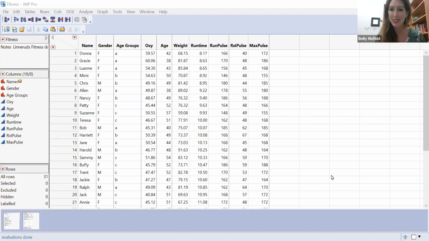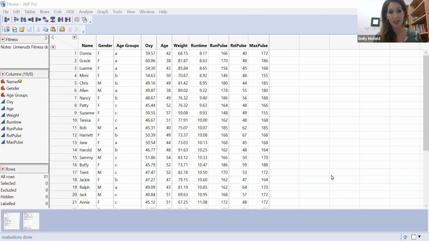We have three assumptions with our simple linear regression. The first one is that this is all from a random set of data. The second one is that we have normal distributions of both variables, both the x and the y. And the third assumption is that the residuals are normally distributed, and we will do that at the very end.